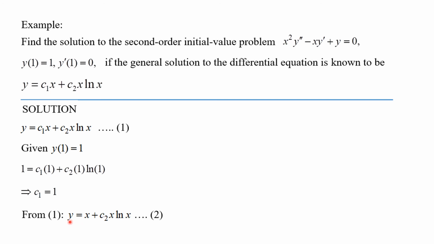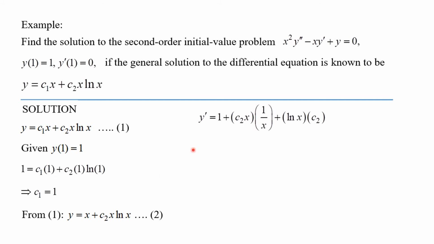So we get y equals, now c1 is already 1, so y equals x plus c2 x ln x, and we are going to refer to this as equation number 2. Equation number 2 has an unknown c2 which we need to find, and we can get it by using the second initial condition, which is y prime of 1 equals 0. But the second initial condition involves the first derivative of y with respect to x. It means that we have to differentiate equation number 2, differentiate y with respect to x. Okay, so let us perform the first derivative of y with respect to x.